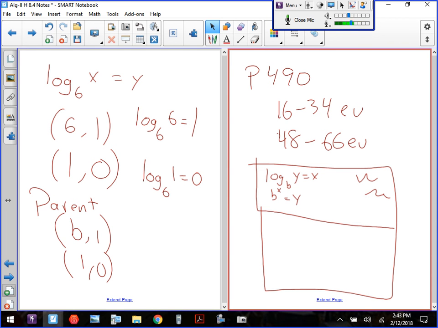I'm going to put in my properties, so I'm always looking back at them. I'm going to write log base b of b is 1, and log base b of 1 is 0. I'm going to put those quick properties on my sheet of paper so I don't have to go rustling back and forth, because those are the ones you're going to use all the time. Okay?